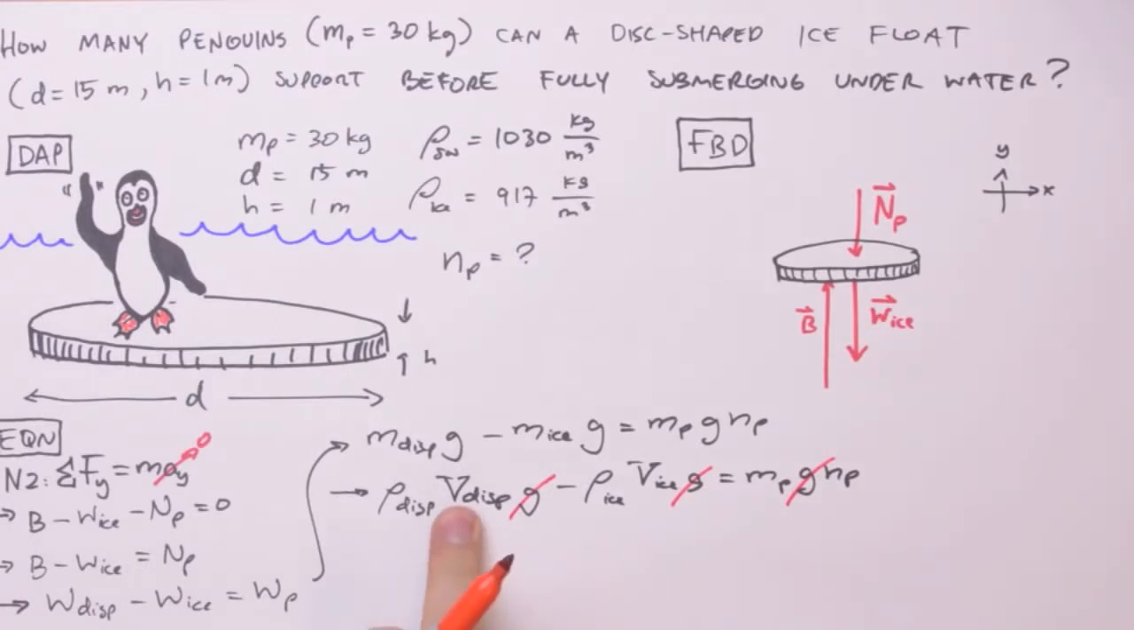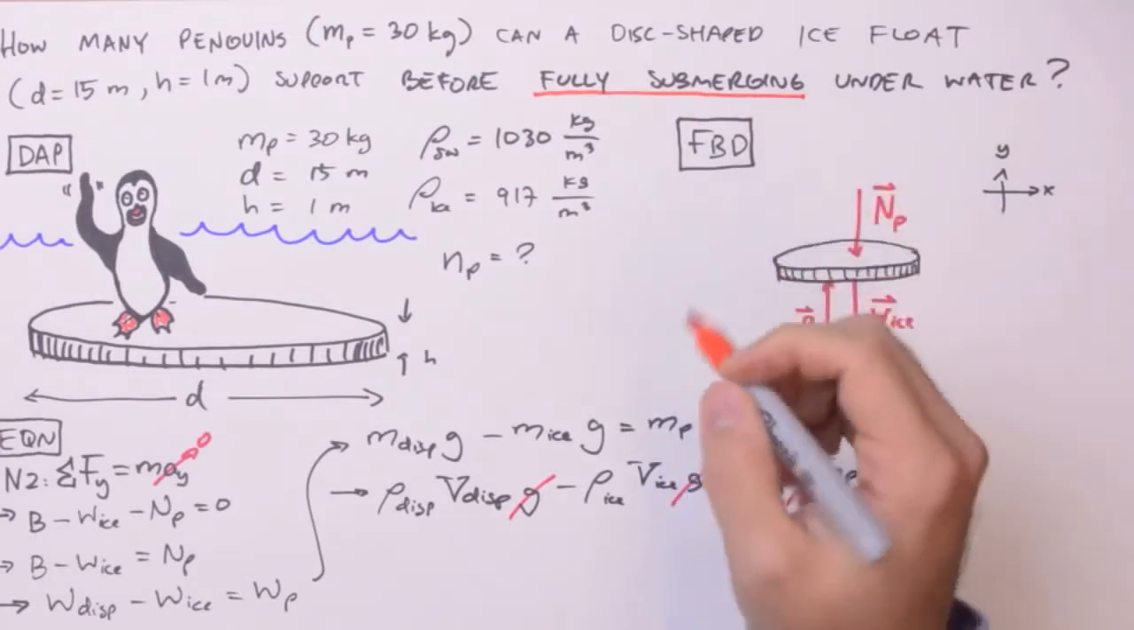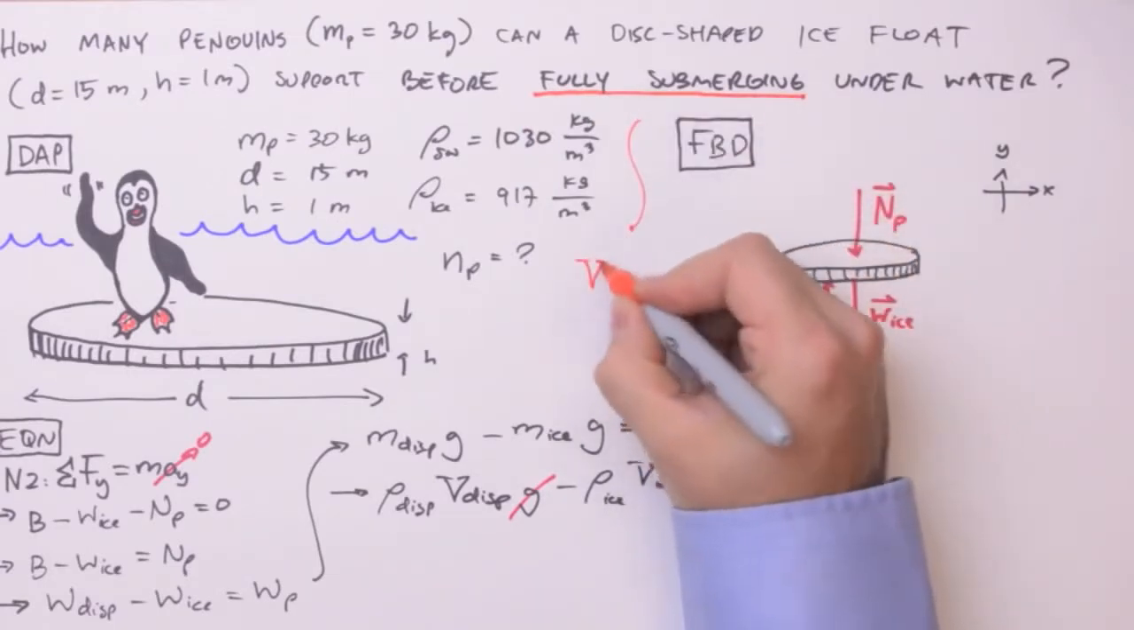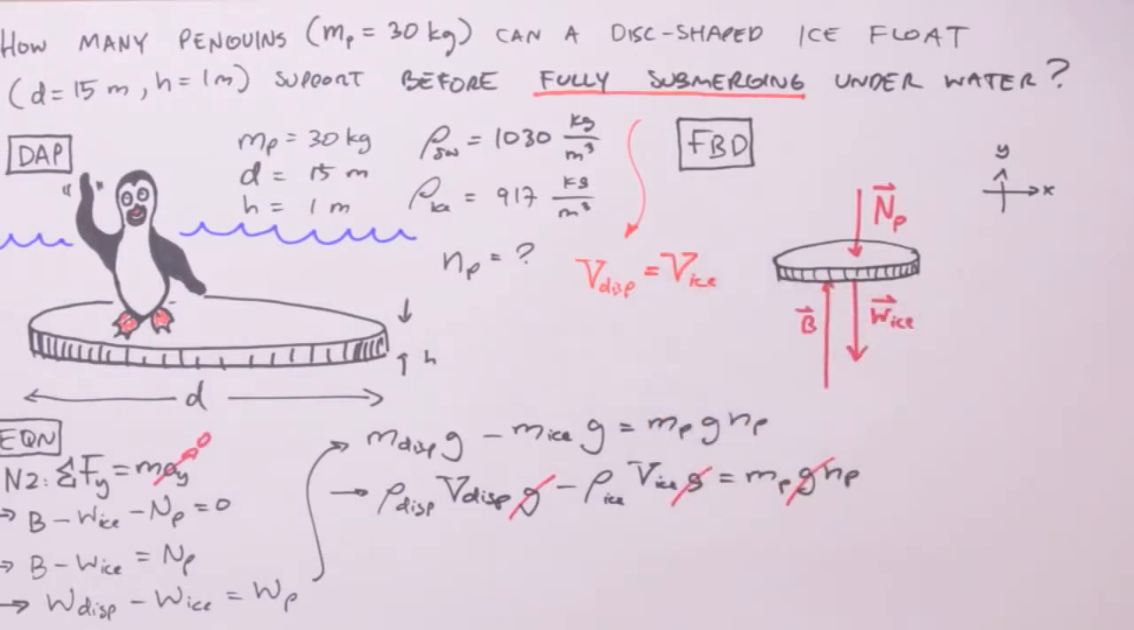Consider the volume of the displaced fluid and the volume of the ice. What is the relationship between those two quantities? Well, remember that we said we're going to have just the right amount of penguin to fully submerge our ice float, and that means that the volume of the displaced fluid is going to be equal to the volume of the ice. In other words, every cubic centimeter of ice is displacing a cubic centimeter of water.